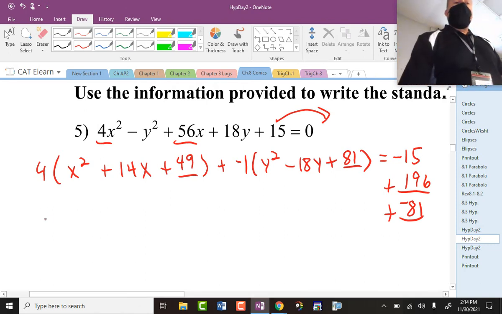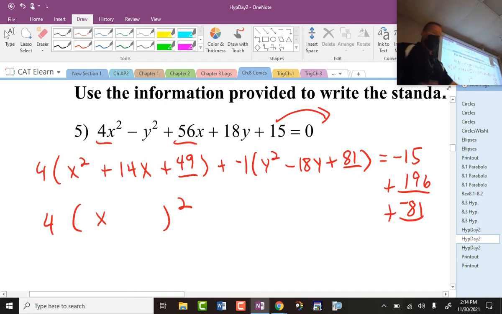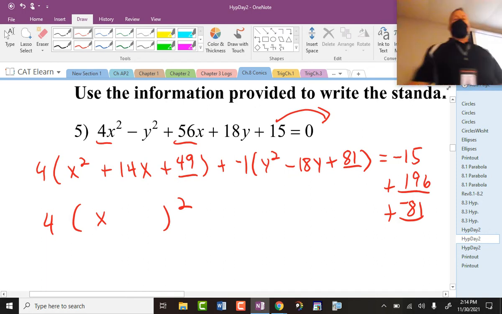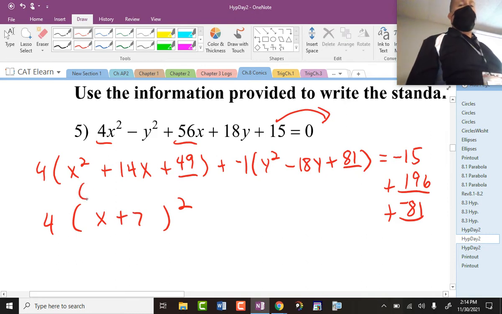So factoring this, what does this set of parentheses become? First one right here. So it's x plus 7 squared. X plus 7. One more time. Everybody good foiler? Say it. This is the whole point why I did this.